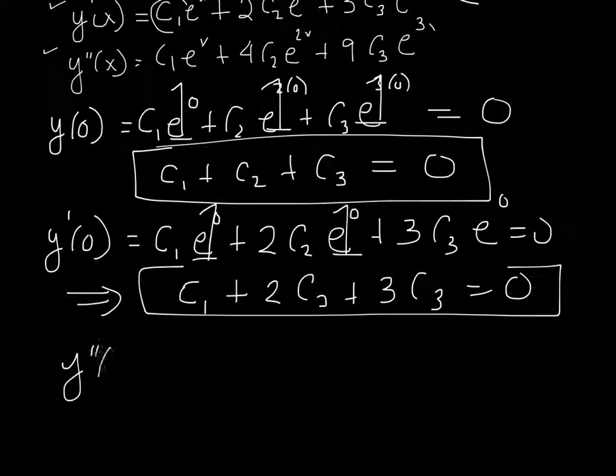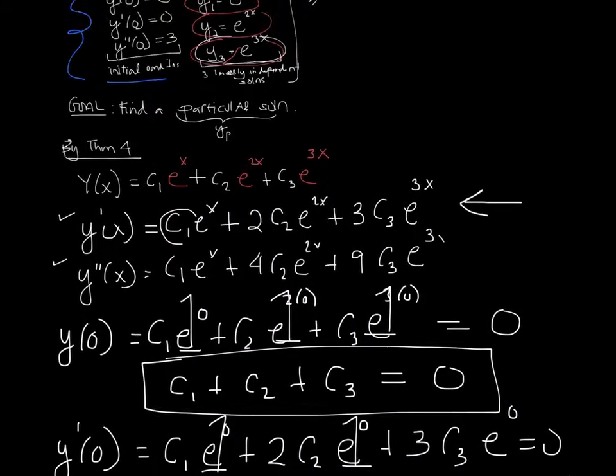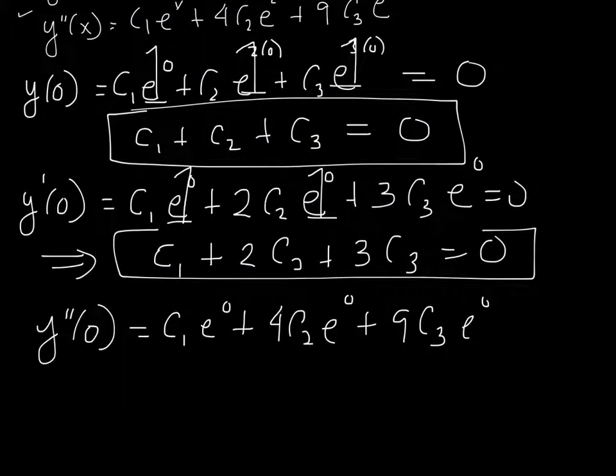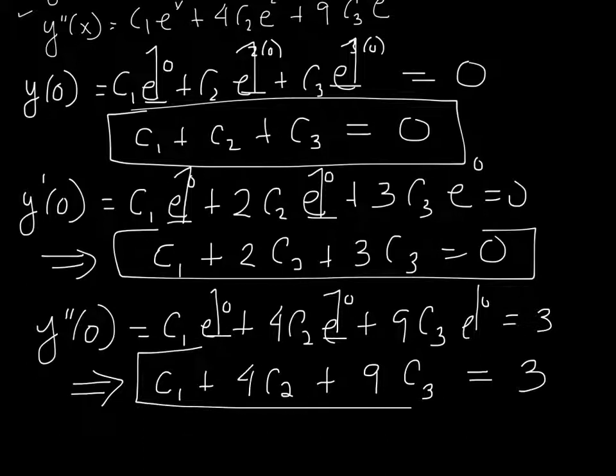And then finally our second derivative, y double prime of 0. That is going to be c1 e to the 0 plus, we love e to the 0, 4 c2 e to the 2 times 0 plus 9 c3 e to the 0. And I believe our initial condition was 3, y double prime of 0 equals 3. So this implies these guys are just 1s: c1 plus 4c2 plus 9c3 equals 3. Okay, so there is our third equation.